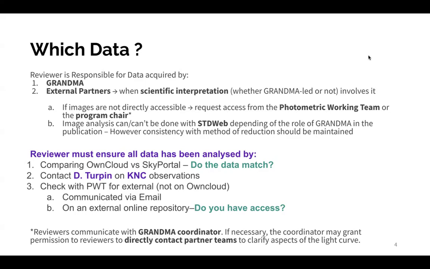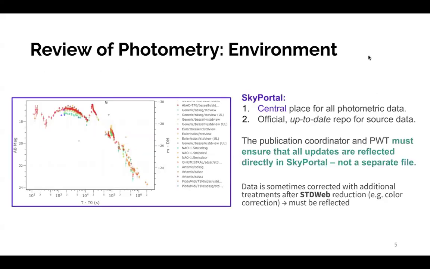So there's data that can be communicated by email or data that's in online repositories that expire in like a week. And all of these data need to be in the end on Sky Portal, which I'll get to, and on the light curve. Because some data can get lost and some data can expire, and then there's no way to access it again. So now we get to point by point what we mean by the review.